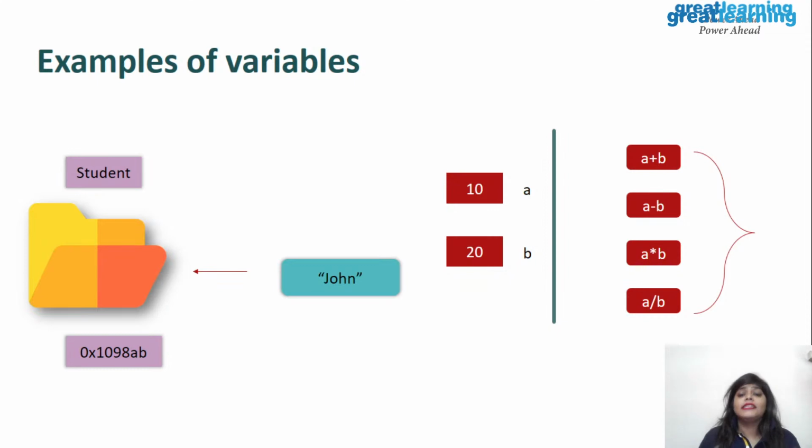Now, an example of variables: suppose we are going to store a equals 10, and we have variable b equals 20. You can do all such operations like a plus b, a minus b, and so on. This is the example of variables. If someone needs to know how to do this, I will show it in the demo. For the time being, you can understand that a variable is a container where you can store your data.